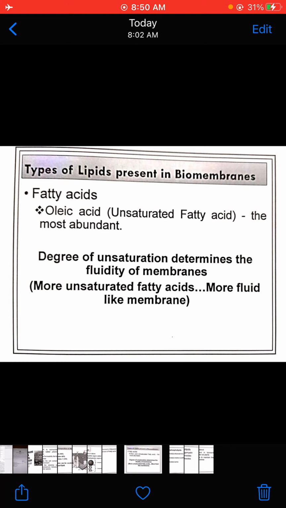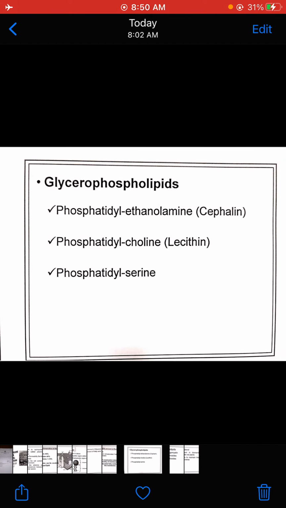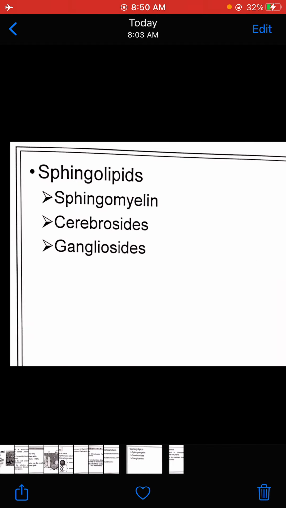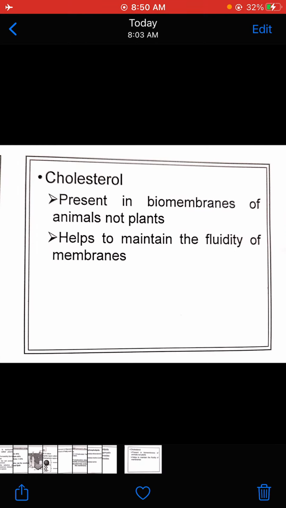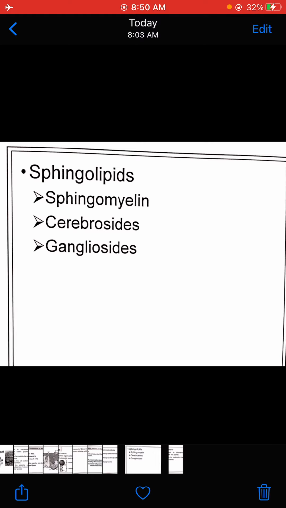So here you can see the types of lipids present in the membrane. The fatty acids, if they are unsaturated fatty acids, could be oleic acid. The degree of unsaturation determines the fluidity of the membrane. More unsaturated fatty acids, more fluid-like membrane. Other classes contain the glycerophospholipids and the sphingolipids. Other classes also contain cholesterol as well.